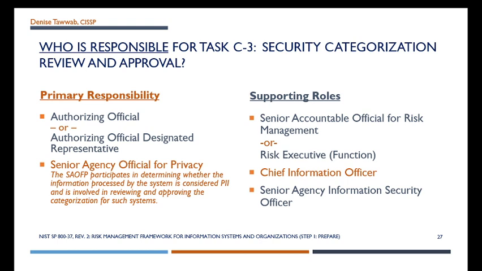All right. The person responsible for approving security categorizations is going to be your authorizing official or an authorizing official designated representative and the senior agency official for privacy or your chief privacy officer. Supporting roles may be played by your risk executive function, by the chief information officer, or by the chief information security officer. It all depends on how your organization is structured. As I like to say when I'm doing this work, the roles and what they're called might change, but the tasks are the same and the tasks have to be done.